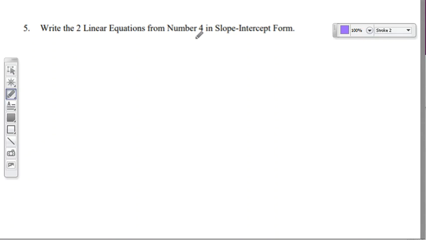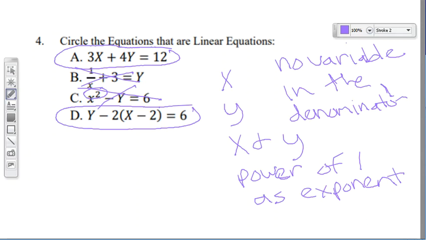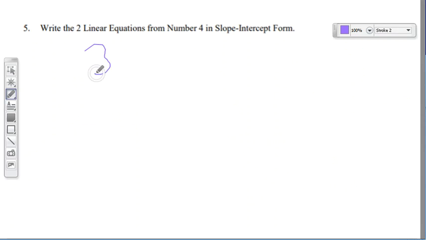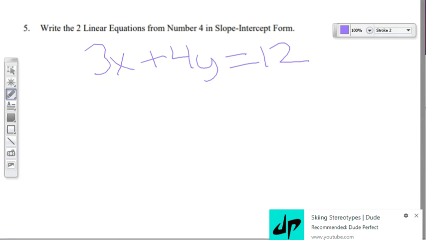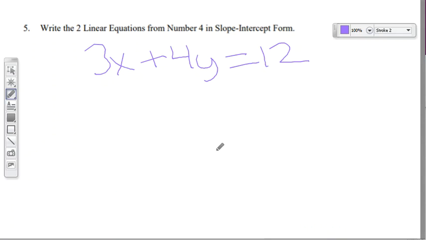On question 5, it says write the two linear equations for number 4 in slope-intercept form. So we have 3 times x plus 4 times y equals 12. We are going to write this linear equation in slope-intercept form. Remember, slope-intercept form is y equals mx plus b.